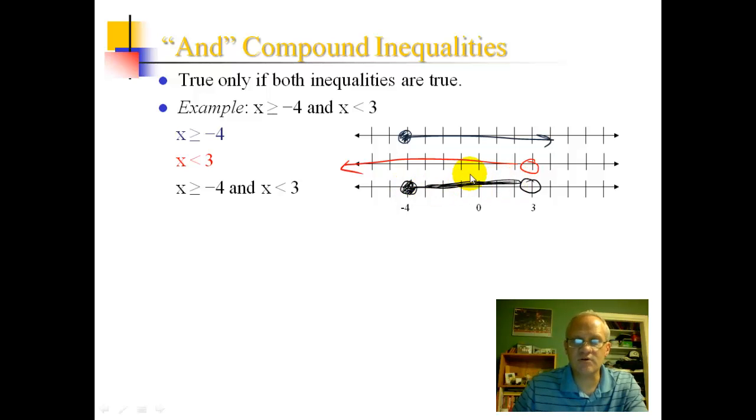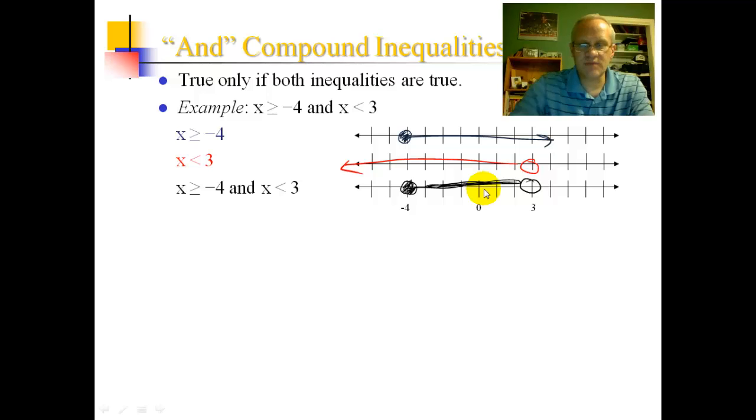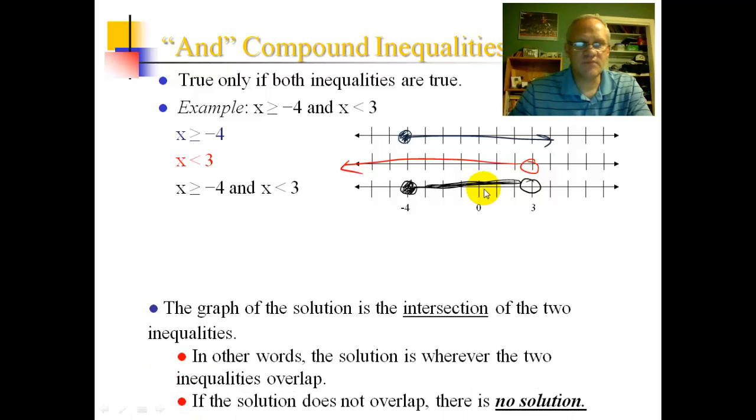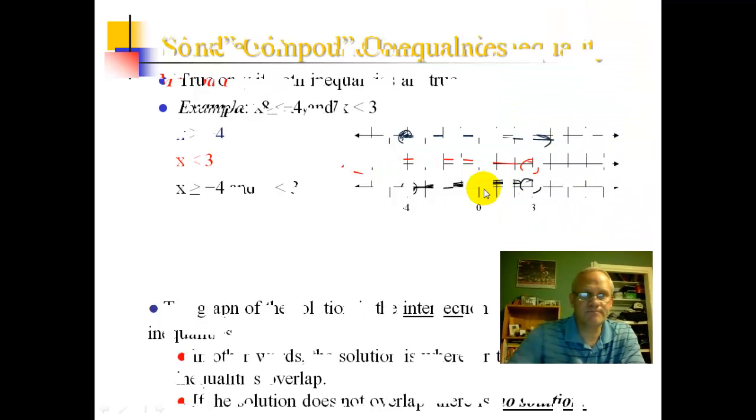So together, your inequality when it's an and would look something like this. Most of the time they're going to look like that. You'll have some strange situations every once in a while that might look a little different. So keep this in mind here, that the graph of the solution set is the intersection of the two inequalities. Again, that means where they overlap, as I said there. And keep in mind now, if you get these where they do not overlap, if there is no place where those two graphs overlap, there's no solution. Okay, so keep that in mind.